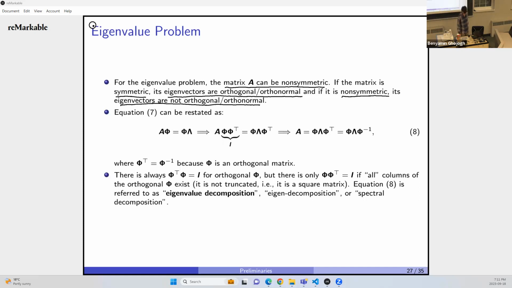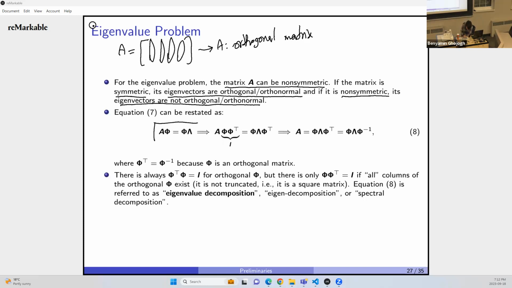And by the way, what is an orthogonal matrix? If in a matrix A, for example, the columns are orthonormal, then this matrix becomes an orthogonal matrix. They don't call it an orthonormal matrix. They call it an orthogonal matrix. So when the matrix is symmetric, its eigenvectors become orthonormal. Therefore, its eigenvector matrix phi becomes orthogonal. So you should note that for eigenvalue decomposition, the matrix must be square, but it may or may not be symmetric.